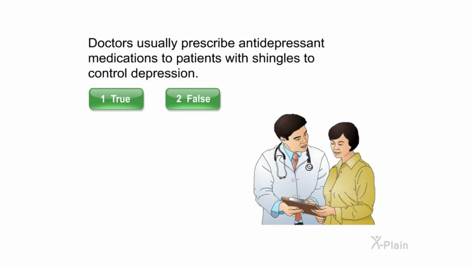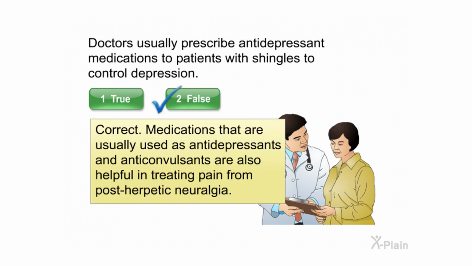Doctors usually prescribe antidepressant medications to patients with shingles to control depression. Select true or false. Correct. Medications that are usually used as antidepressants and anticonvulsants are also helpful in treating pain from post-herpetic neuralgia.